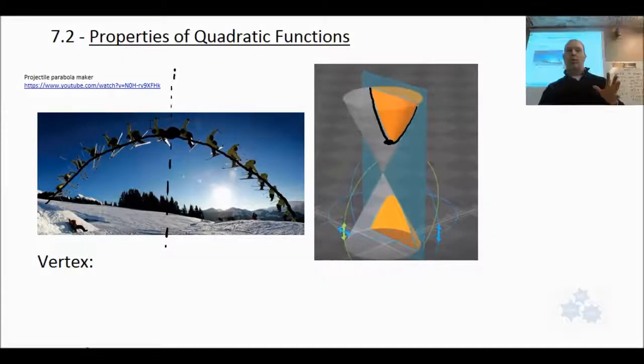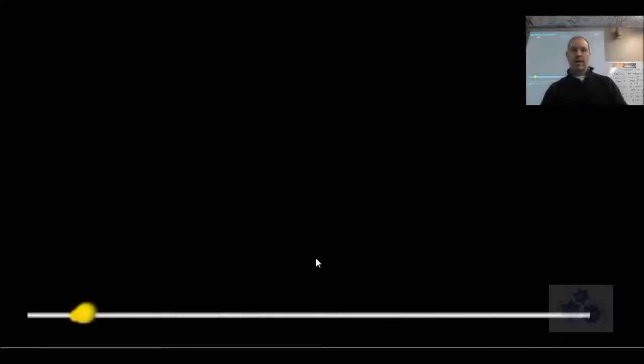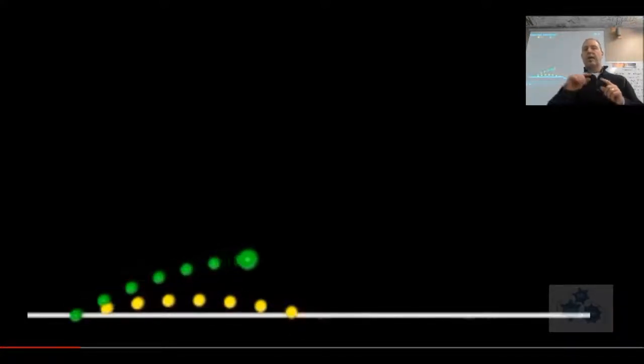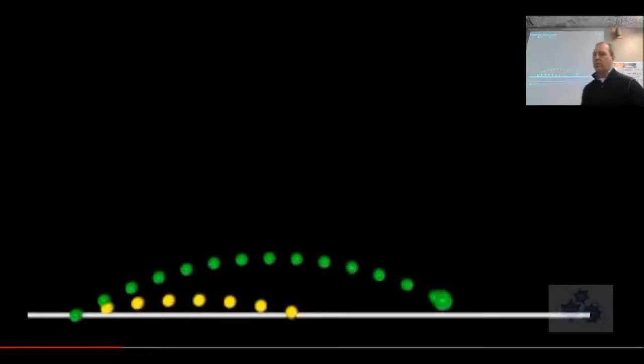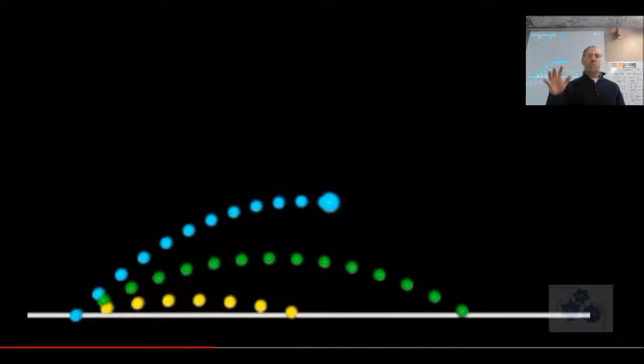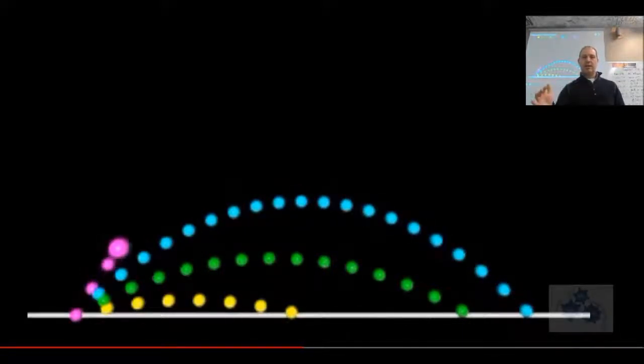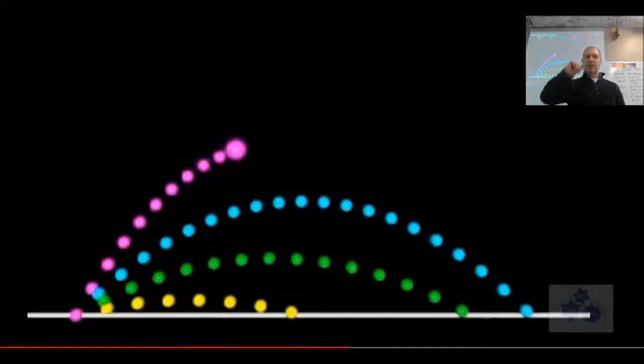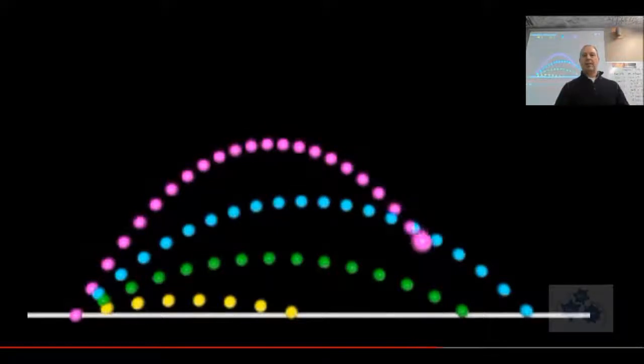Okay, so as we study properties of quadratic functions, the parabola, let's take a look at this little video here once again. This video maps out positions of different projectiles launched at different angles. But the important thing is that these are mapping out parabolas. Okay? So the blue parabola is a nice one. As the launch angle gets higher and higher, what happens to the parabola?